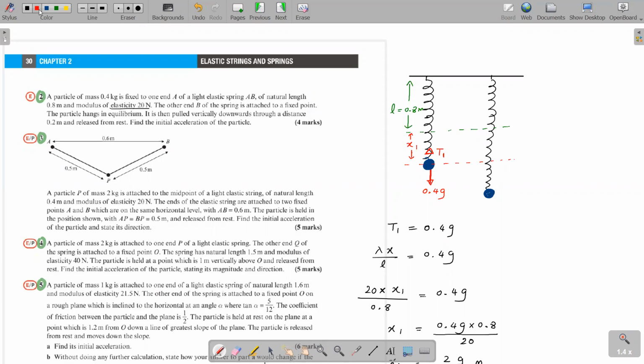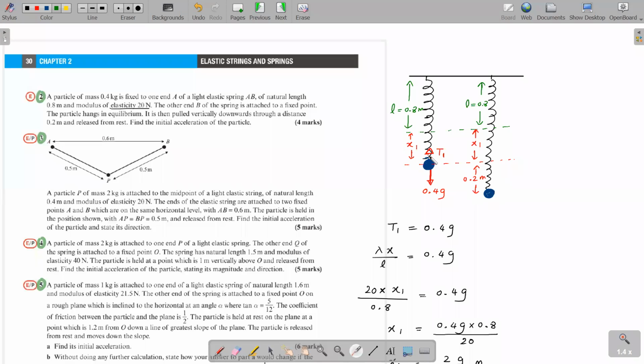So now you are pulling this further. Now you have this x1 distance, and from the equilibrium position, you are pulling this a further 0.2 meter. Remember, a diagram is key in these kinds of lessons. Natural length is 0.8. Do you see the diagram? It needs to be really understandable. The diagram is what helps you to understand what's going on here. Okay, so then they say you're pulling it down a further 0.2 meter and releasing.